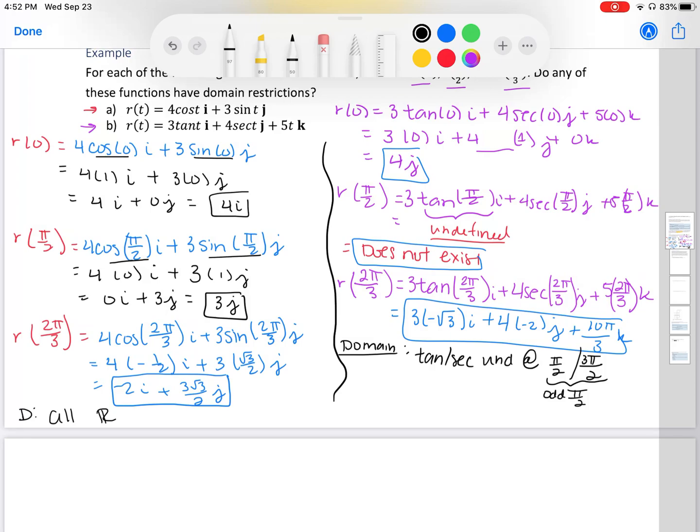Because we can evaluate at 0, pi over 2 is a problem, pi is okay, 3 pi over 2 is a problem, and back at 2 pi, which is 0, it's fine. So it's just those odd values of pi over 2.